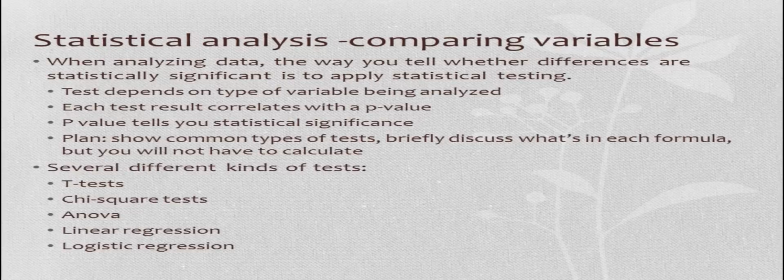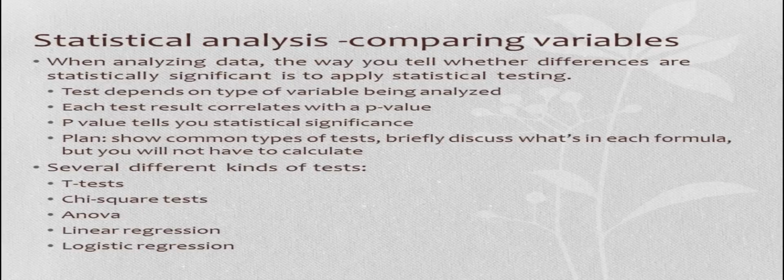So now we're going to talk a little bit about statistical analyses and how to compare different variables. When you analyze data for a study, the way you tell whether differences are statistically significant is to apply statistical testing. The test depends on which type of variable is being analyzed. Remember at the beginning of this webcast we talked about types of variables. And each test result correlates with a p-value. So you get a test result and then you look up in a table or on the computer what p-value it correlates with. And in general, the higher the number of the statistical test, the more likely it is to correlate with a low p-value. So higher is better. And the p-value tells you whether it's statistically significant.